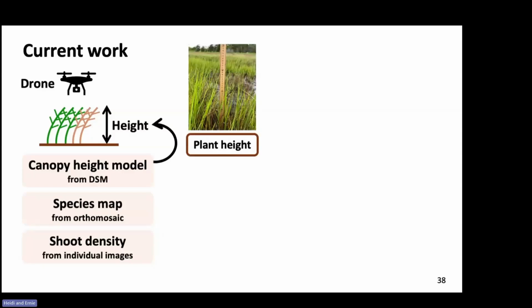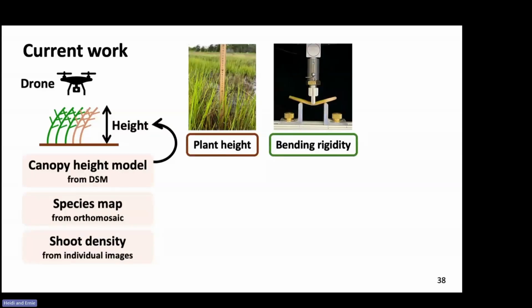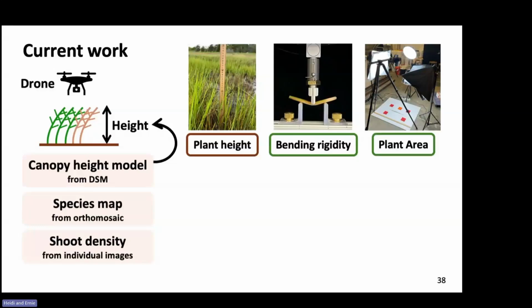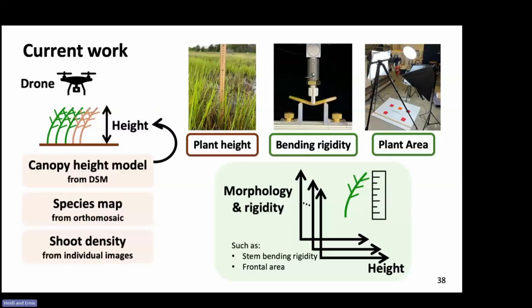And with that, for every plant height, we measure the bending rigidity of the stem with 3-point bending and get its frontal area. By doing so, I can construct these allometric relationships where for a given known height, I can get the bending rigidity and frontal area and all the other parameters I need in the wave modeling, so that I can plug them into the implementation for characterizing the wave attenuation specifically for that plant species, as well as accounting for seasonality.